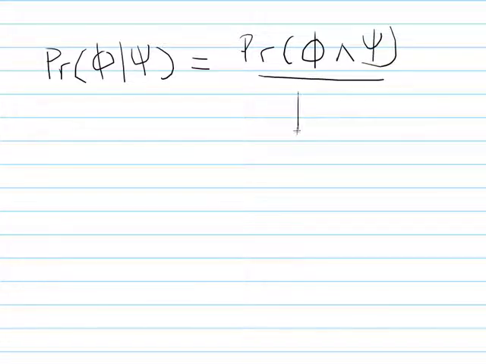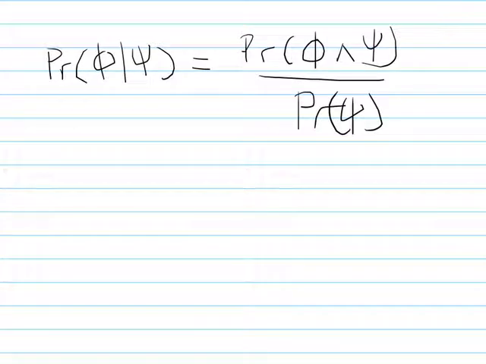Probability of phi given psi equals the probability of phi and psi over the probability of psi. Now we simply divide each side of this equation by the probability of psi. And this is a simple mathematical trick, which I'm sure you've seen before.